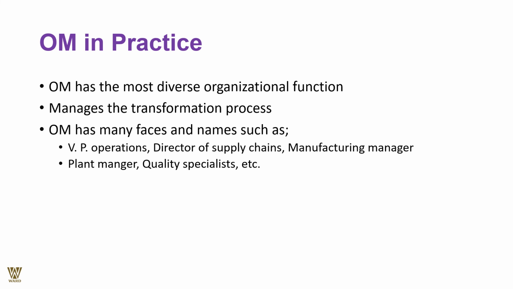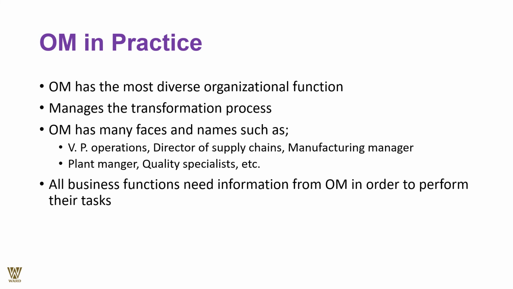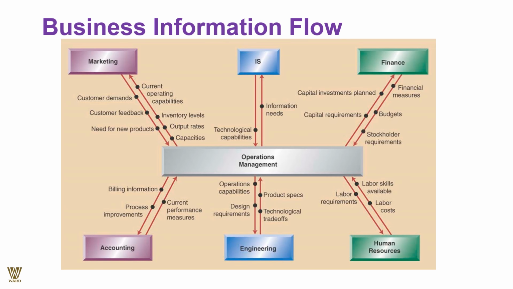It is actually managing the transformation process altogether. We look at the names such as VP operations, director of supply chain, manufacturing manager, plant manager, quality specialist. All are integrated parts of operation management. Without them, the organization would cease to exist. In fact, they are the core part of the organization. All business functions need information from operation management in order to perform their tasks.